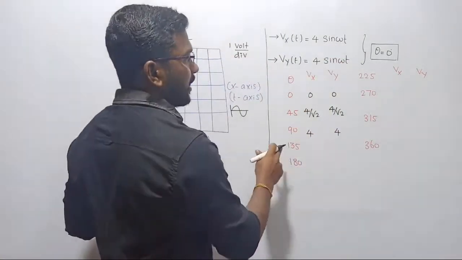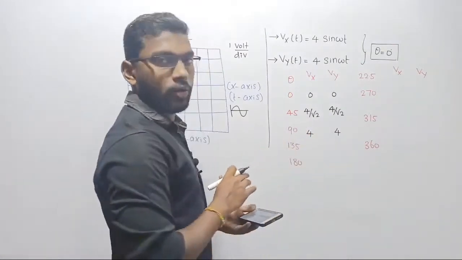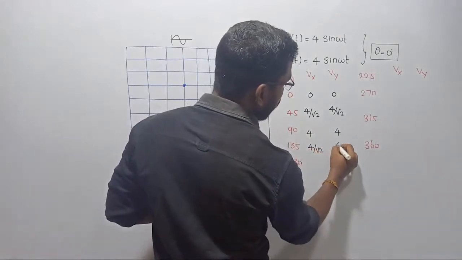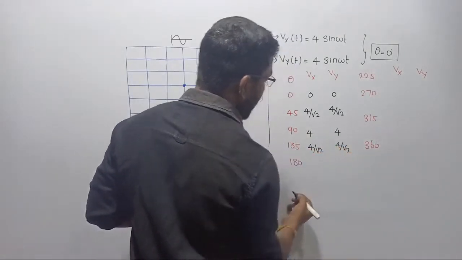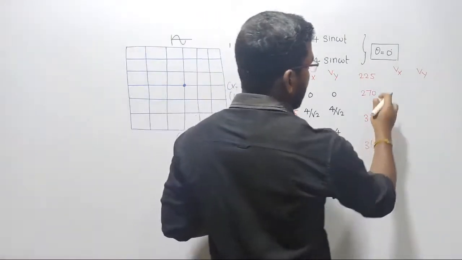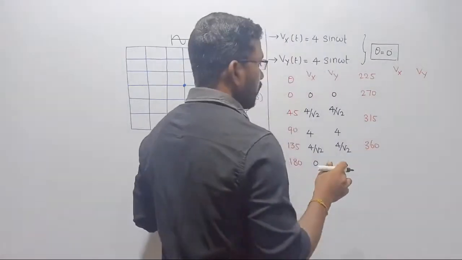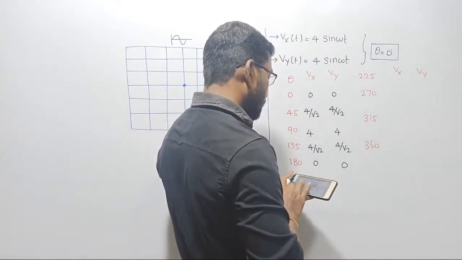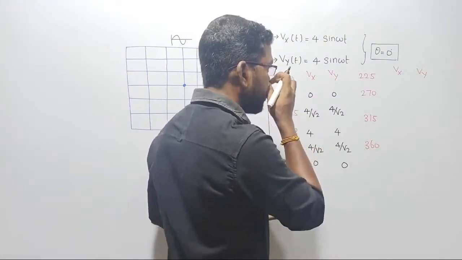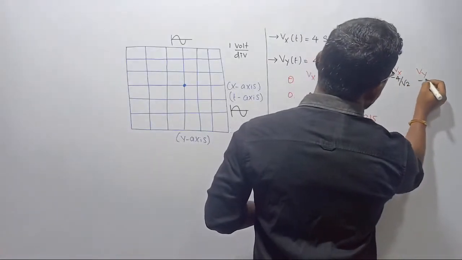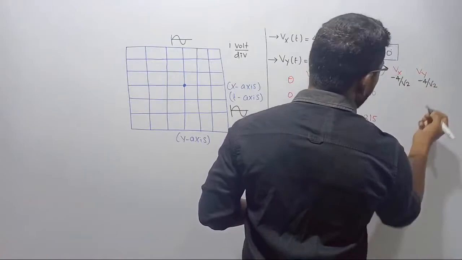Next, at 135, again it becomes 1 by root 2 only, right? So that is 4 by root 2, 4 by root 2. Again, at 180, sine 180 is 0, we all know that. At 225, I think that is minus 1 by root 2. Anyway, let me check it by myself. Yes, that is minus 1 by root 2. So we can say minus 4 by root 2, and this is also going to be minus 4 by root 2.